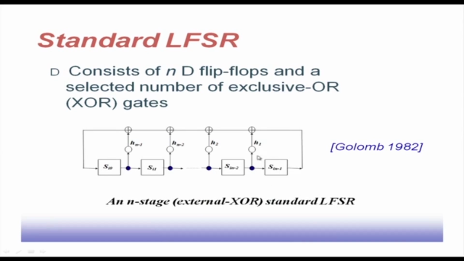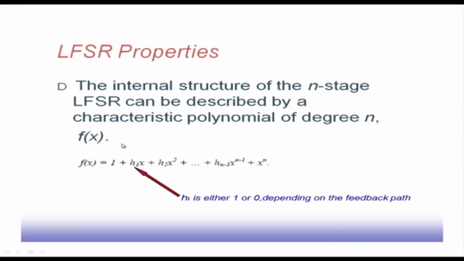So, you see, 1 plus h 1 x. If we say this is 1, then this is one step before that, so this is h 1 x, and one step back before that is h 2 x square, that way it is coming. So, h n minus 1 x power n minus 1, and x to the power n is the value that we are computing. So, this polynomial is representing the connection pattern, wherever these h i's are 0 or 1. If it is 1, that means on the feedback path this particular term will be there, so that XOR gate will be there in the circuit, and if it is not there, that means the XOR gate is not there.